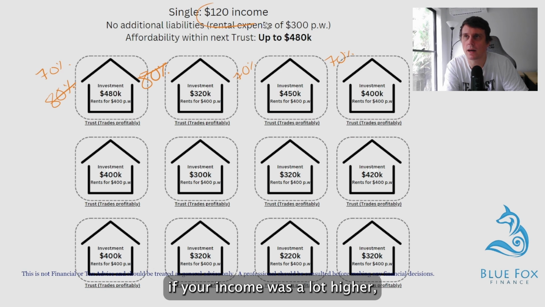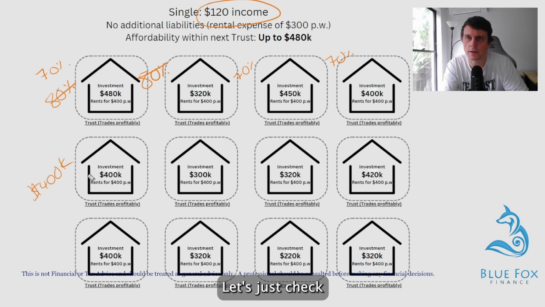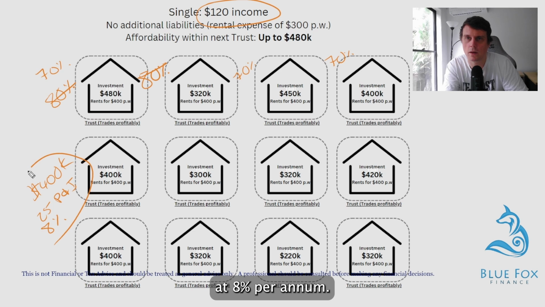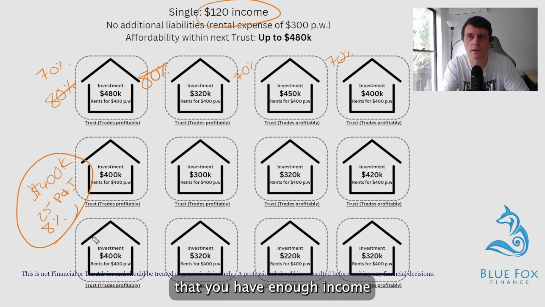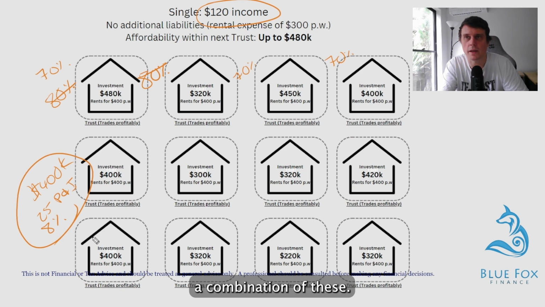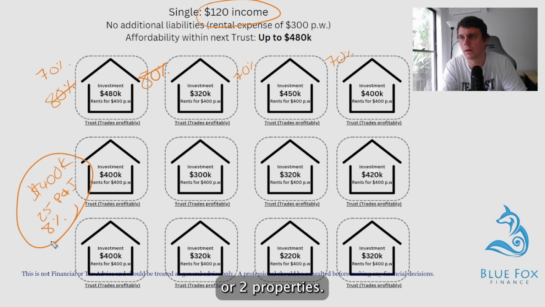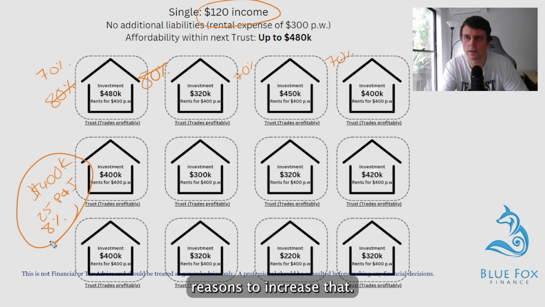if your income was a lot higher, you might instead say, hey, I got 400,000 income. Let's just check if these all tick over to a 25 principal and interest term at 8% per annum. How much money am I going to lose on each of these? And you might just want to make sure that you have enough income to cover them. And again, you can do a combination of these, make sure that the LVR is comfortable, whether that's 60, 70, 80, whatever you're happy with, and make sure you have a bit of a buffer with income. You can always sell down 1 or 2 properties. But yes, we can use this for affordability reasons to increase that.